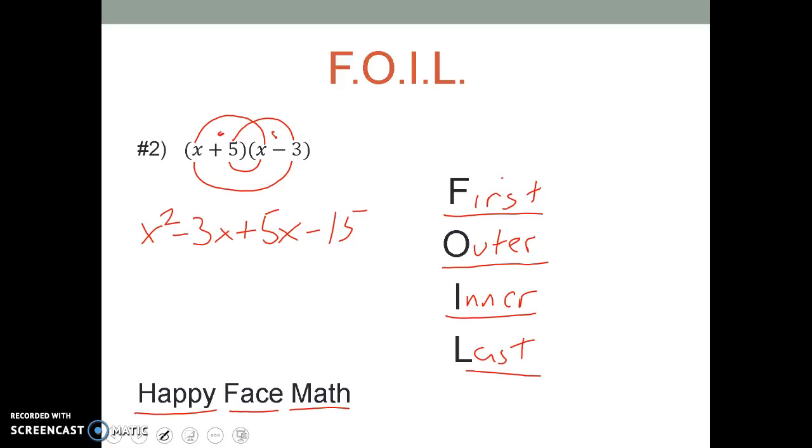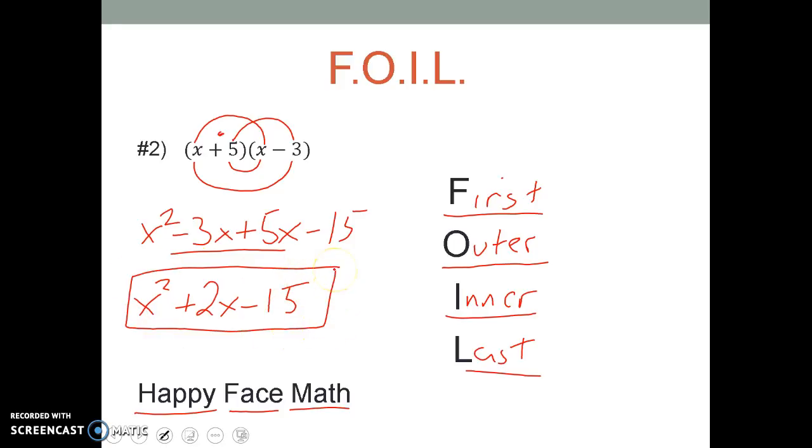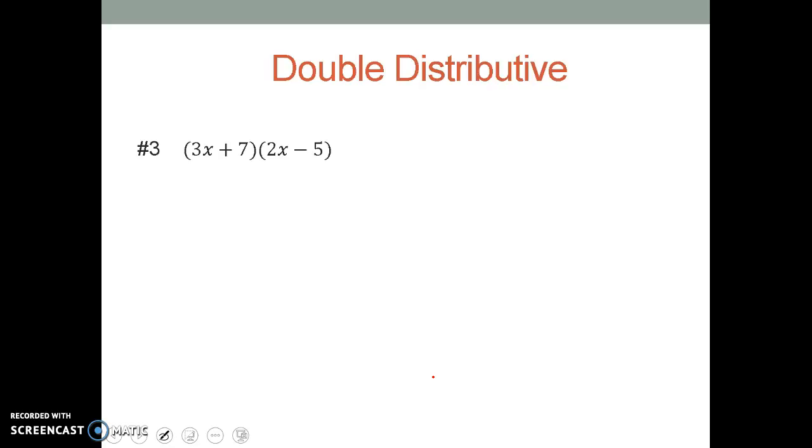And so I'm not finished when I do this because I still have to combine like terms. Like this is going to be x squared, negative 3x plus 5x is 2x, and then minus 15. And so my final answer is going to look like this. So I can use a process called foiling, happy face math. Another way to think about it is using a double distributive property, and that's kind of what we did earlier.